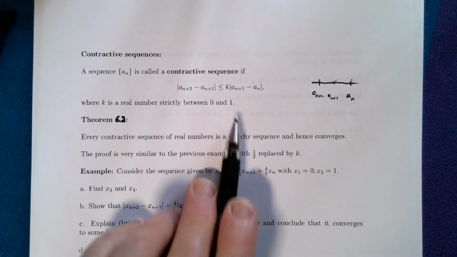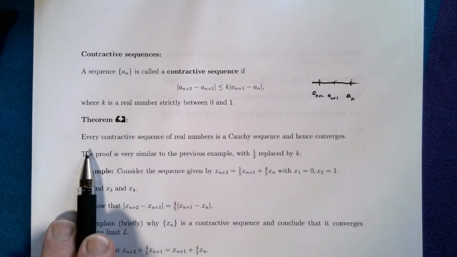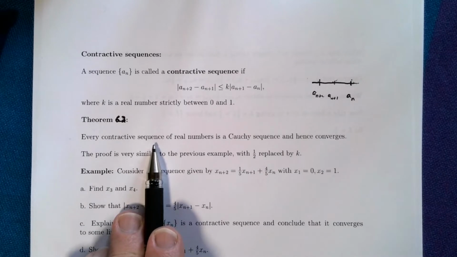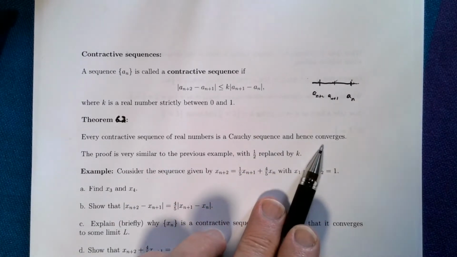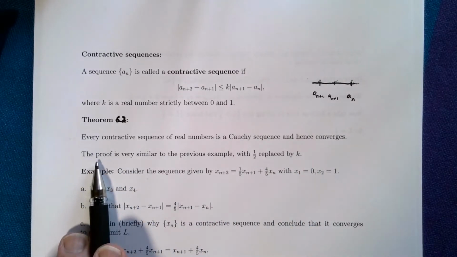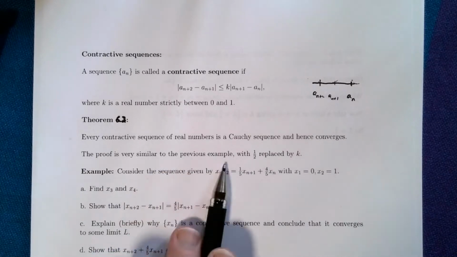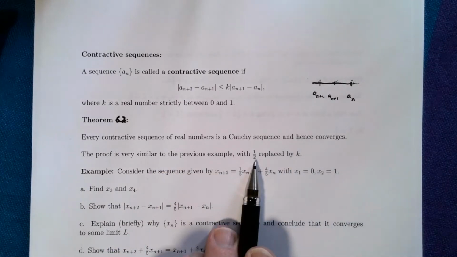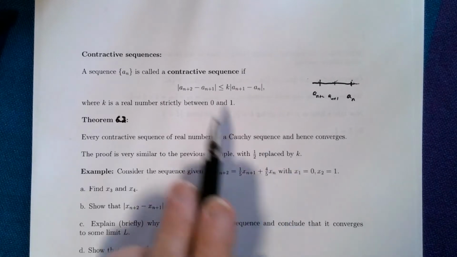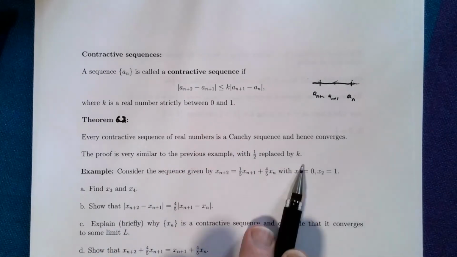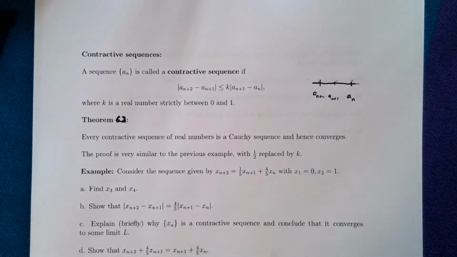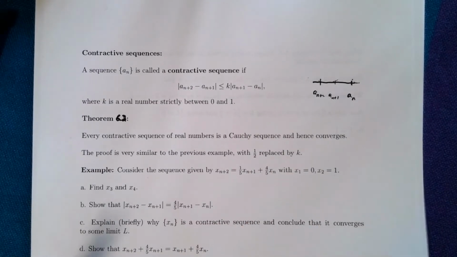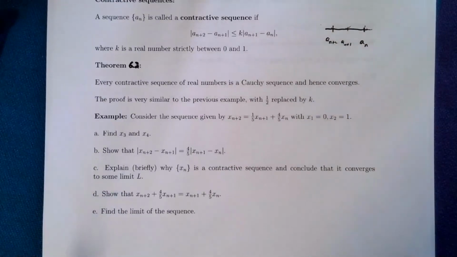Now, our main theorem here, theorem 6.2, says every contractive sequence of real numbers is a Cauchy sequence, and hence it converges. I won't go through the proof of that. It's very similar to what we did in the previous recording. We just replace the half by some number k between 0 and 1, and then it follows exactly the same argument.